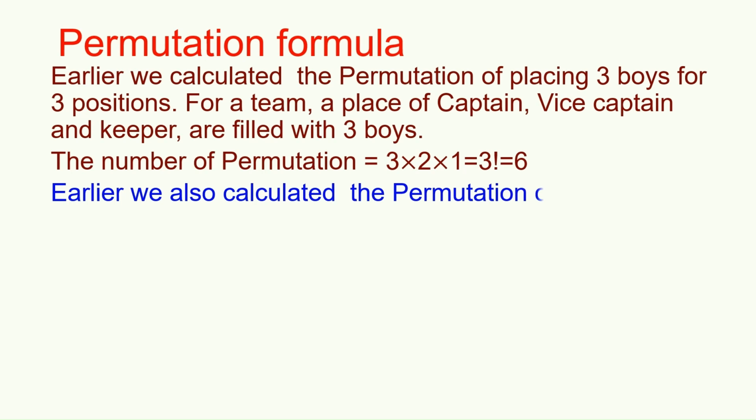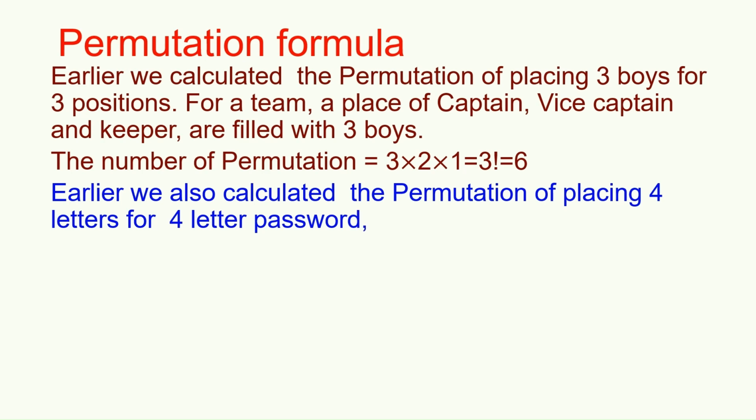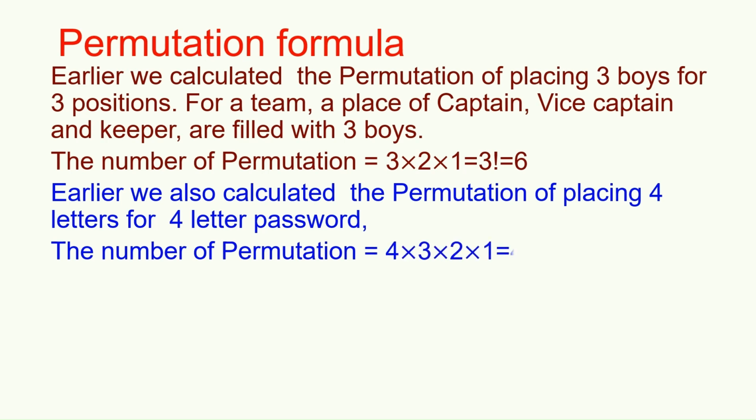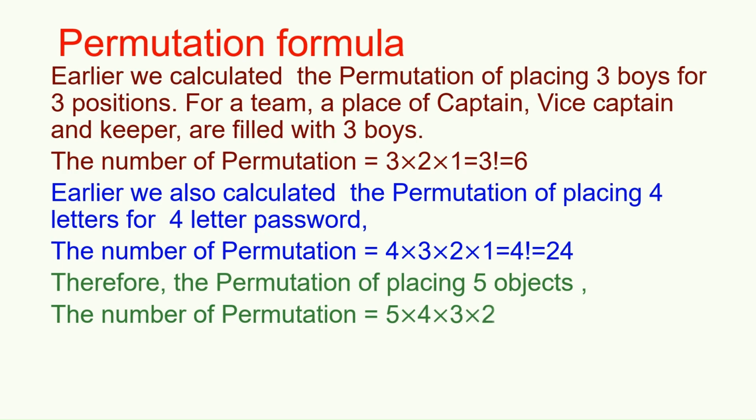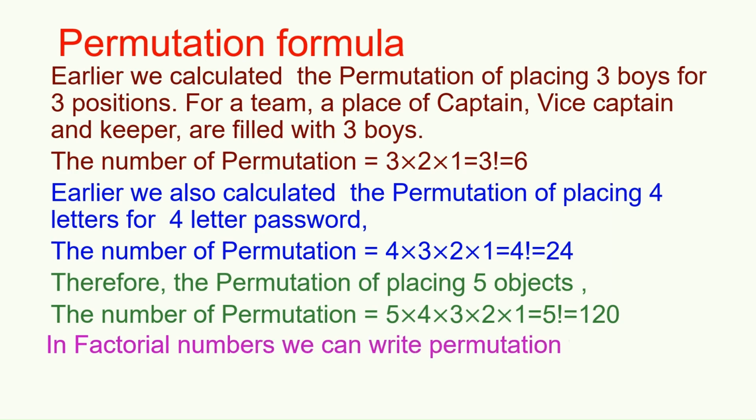Earlier we also calculated the permutation of placing 4 letters for a password. The number of permutations equals 4 times 3 times 2 times 1 equals factorial 4, which is equal to 24. Therefore, for placing 5 objects, the number of permutations equals 5 times 4 times 3 times 2 times 1 equals factorial 5, which is equal to 120. In factorial notation, we can write the permutation for n boys as nPn equals n factorial.